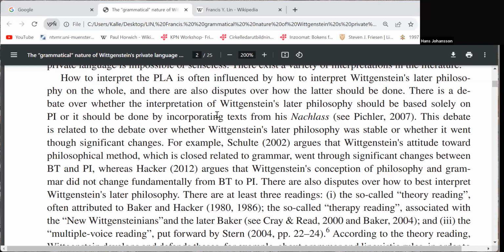For example, Schulte argues that Wittgenstein's attitude toward philosophical method, which is closely related to grammar, went through significant changes between BT and PI, whereas Hacker argues that Wittgenstein's conception of philosophy and grammar did not change fundamentally from BT to PI.